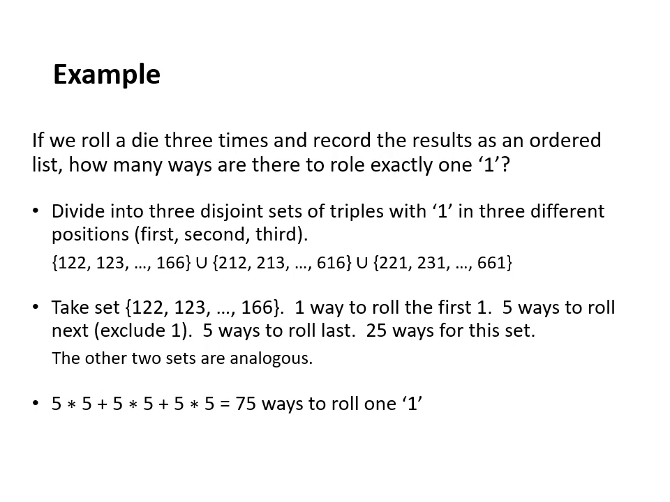So let's take the first set. In the first set, there is one way to roll the first one. So that's clear. Then there are 5 ways to roll the next number, because we cannot have another one. And there are 5 ways to roll the last number, because they can repeat, but we cannot roll one. So there are 25 ways to roll the first set. And the other 2 sets are analogous to this first set.